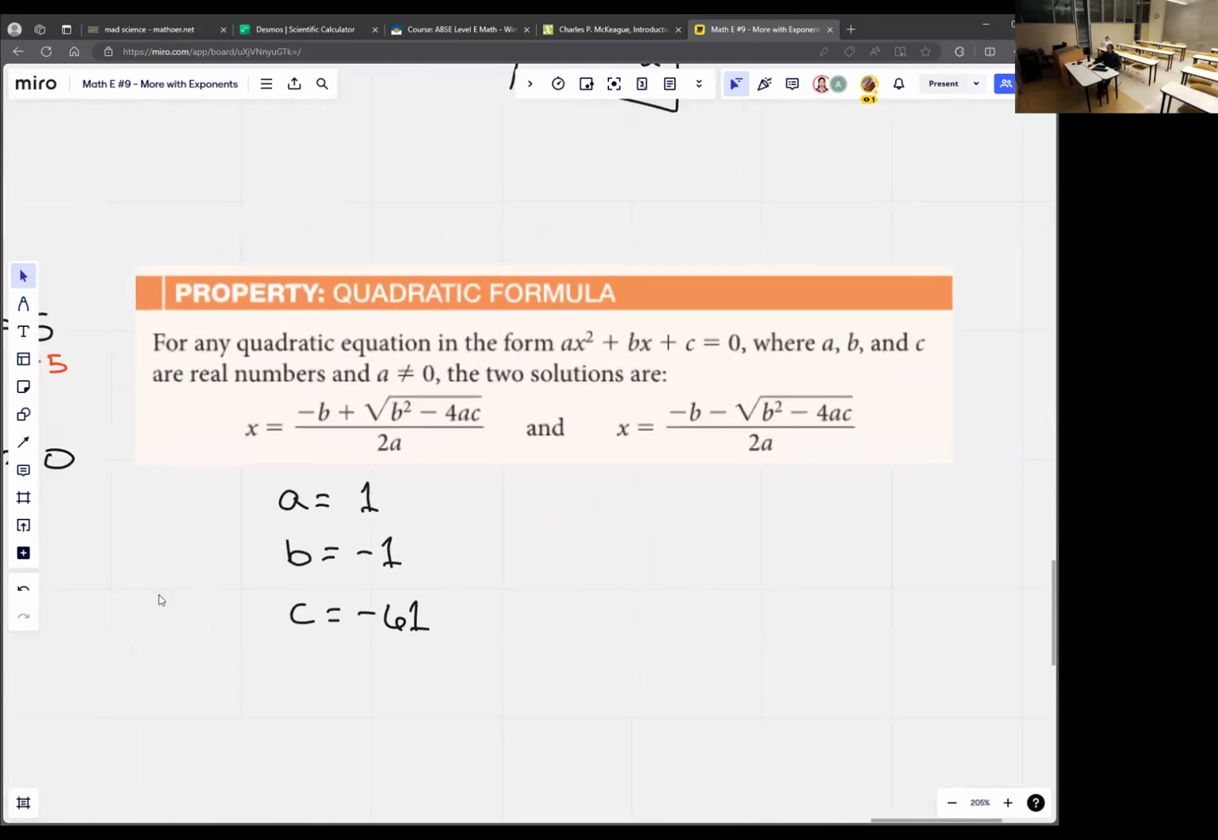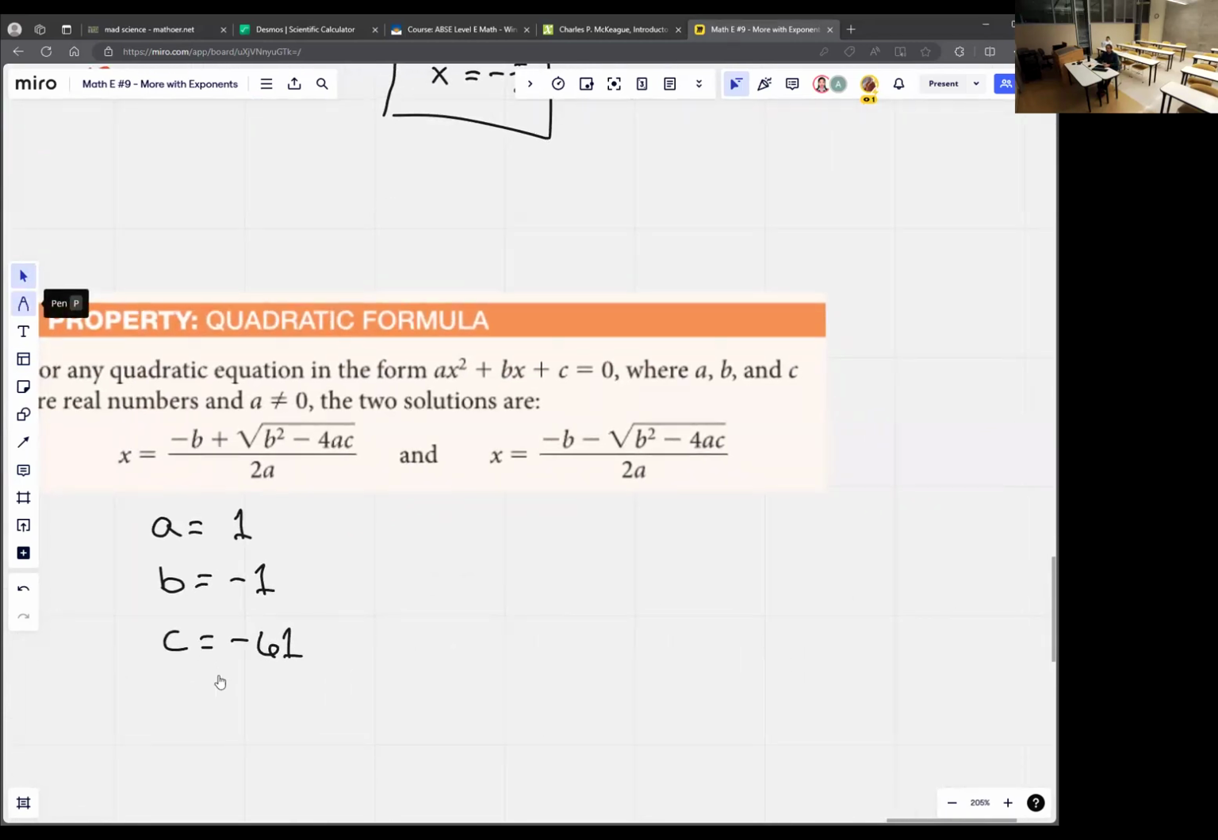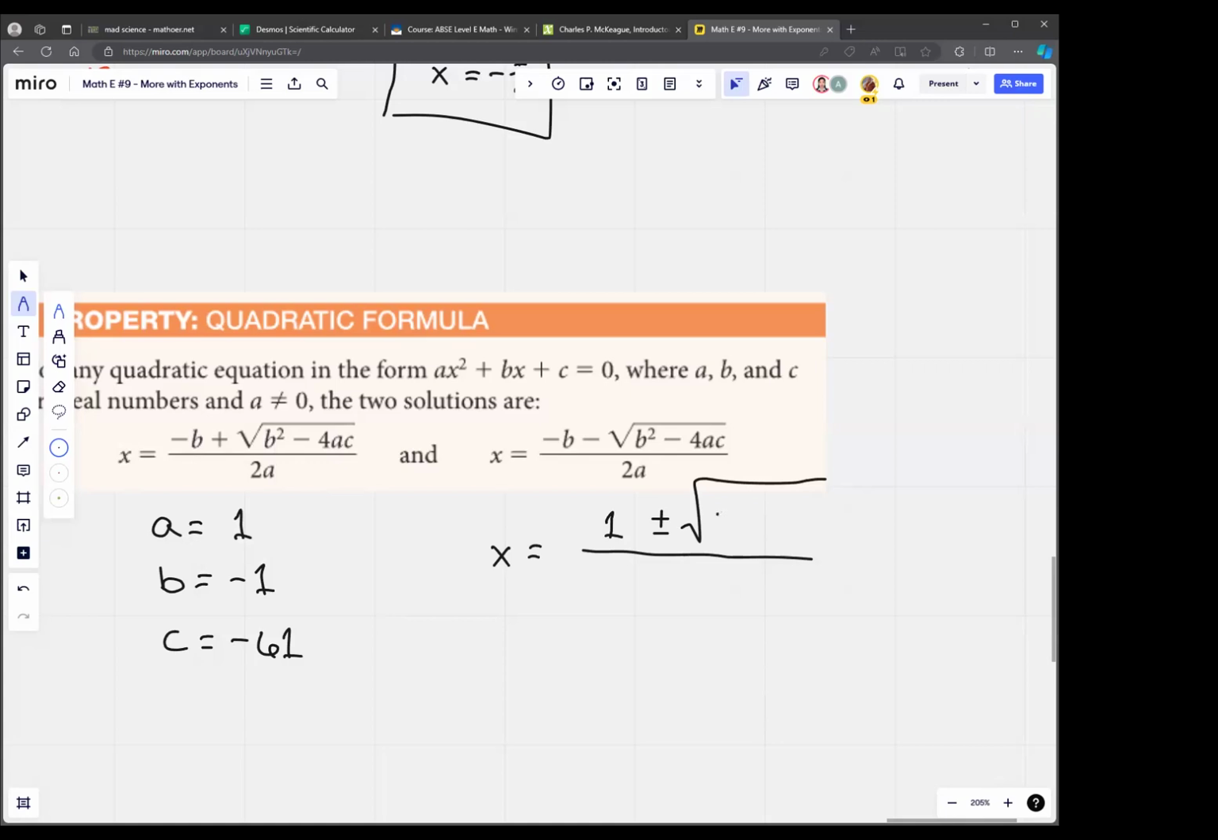Okay, now we're just plugging things in. You've plugged things into formulas lots. This is a new formula. The only thing that makes it different is it's often written with the plus or minus combined, just to save pencil. Okay, here we go. X equals, put my fraction bar, -b. So a negative of -1 is a positive 1. Then I could have a plus or a minus. I have a square root. What is -1 times itself? 1.